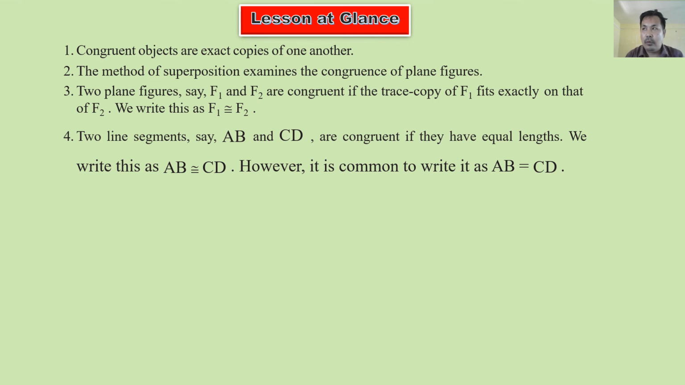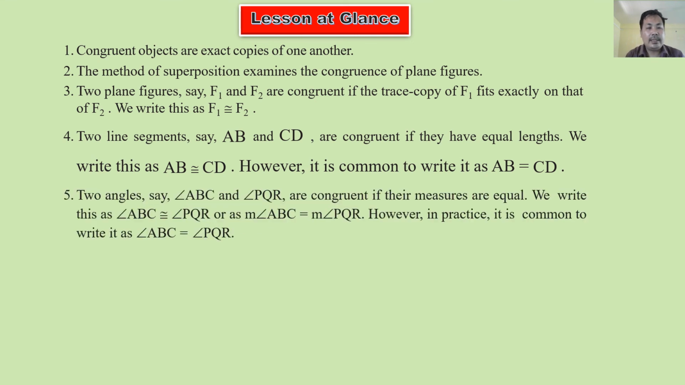But if we want to write it in congruent, we can say that equal to is also congruent. Congruent means equal. Okay. Next, fifth, we have two angles, angle ABC and angle PQR, are congruent if their measures are equal. We write this as angle ABC is congruent to angle PQR, or say measurement of angle ABC is equal to measurement of angle PQR.